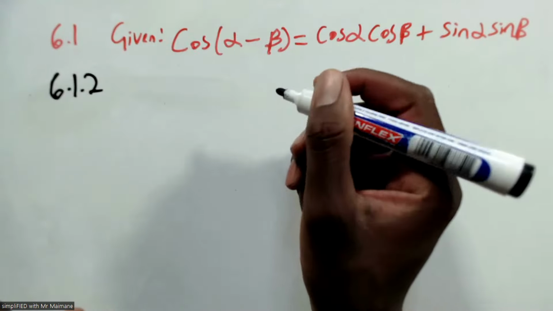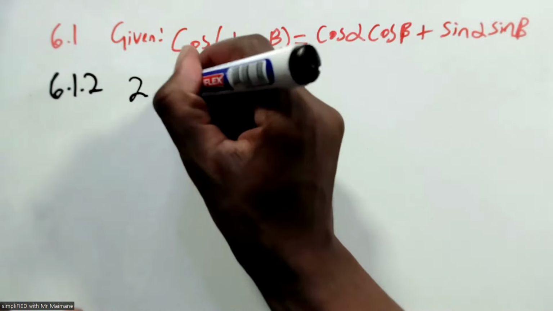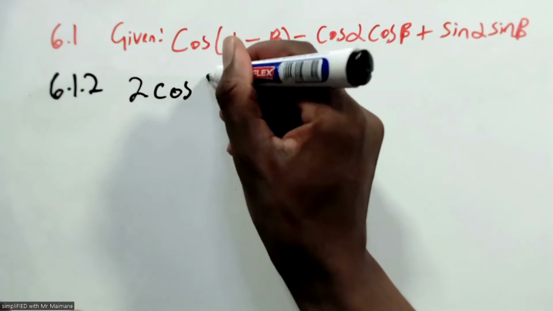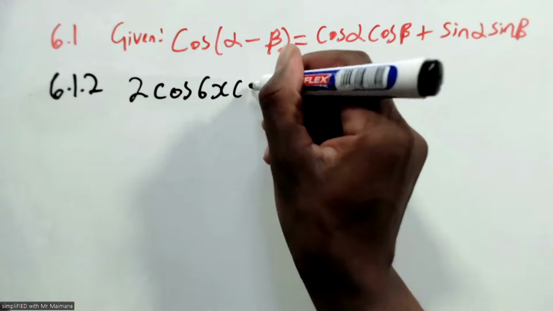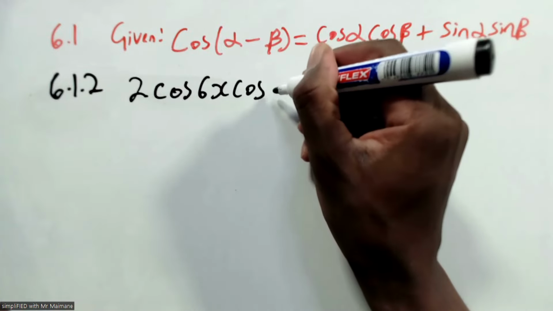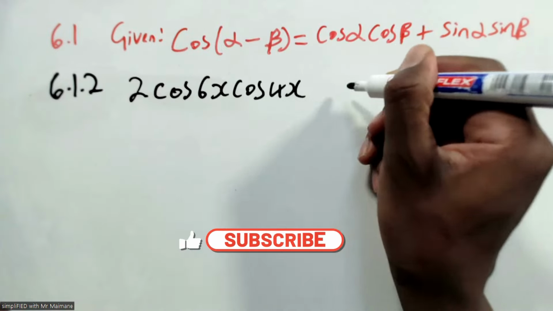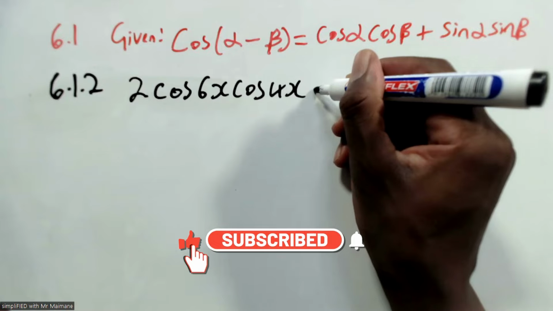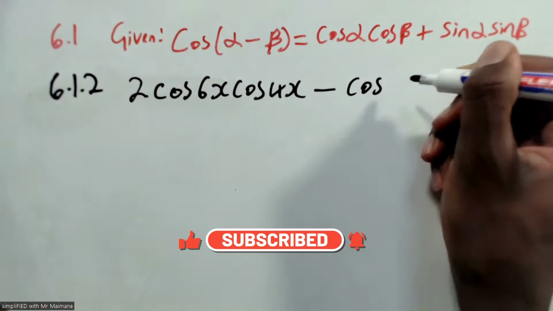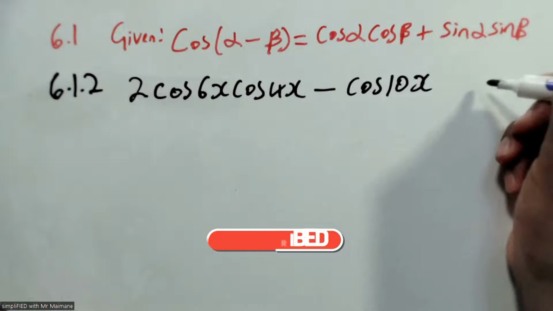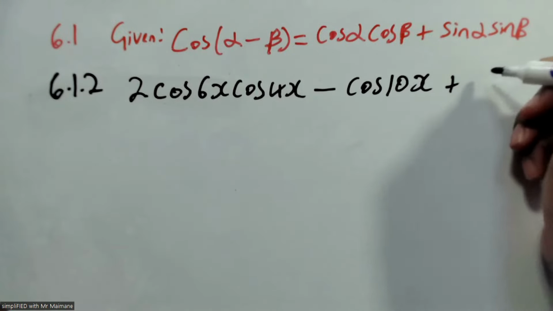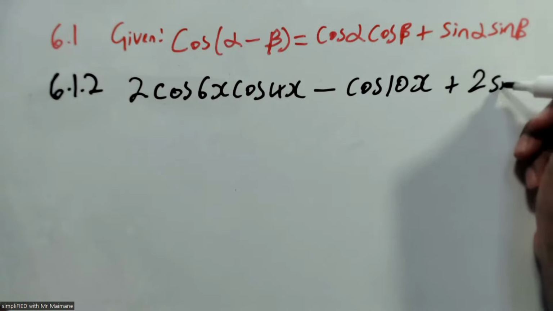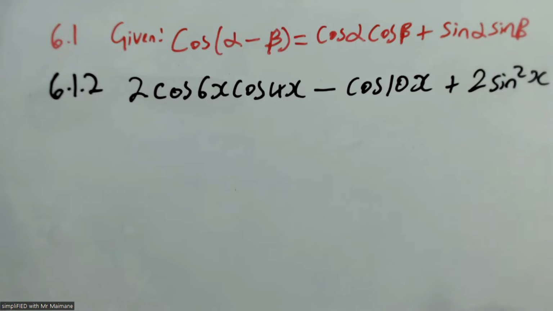So for 6.1.2, we have to simplify the following. We have 2 cos 6x cos 4x minus cos 10x plus 2 sine squared x.